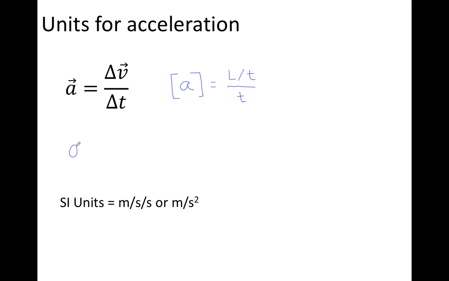So, for example, say we had an object whose velocity changed by 50 miles per hour. And that change occurred in 10 seconds. Crunching the numbers, 50 over 10 gives us 5. And the units there would be miles per hour per second. So every second, the velocity changes by 5 miles per hour. The rate of change in velocity is 5 miles per hour per second.